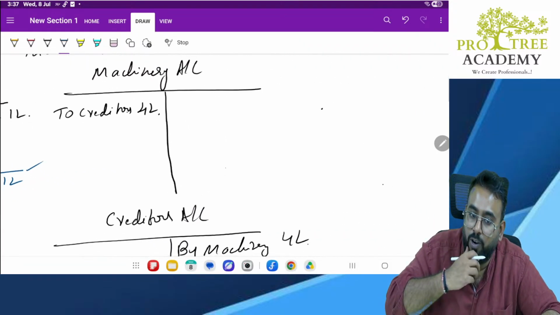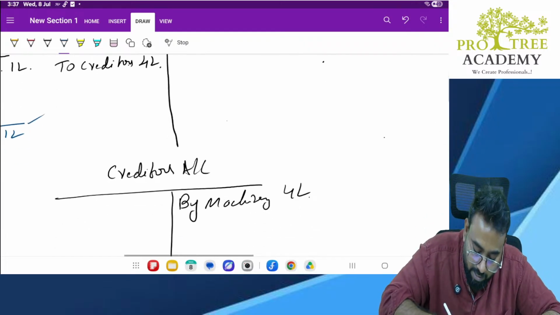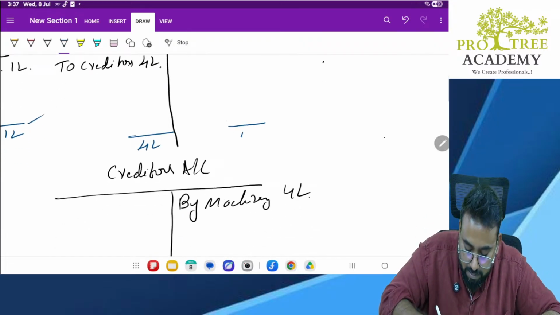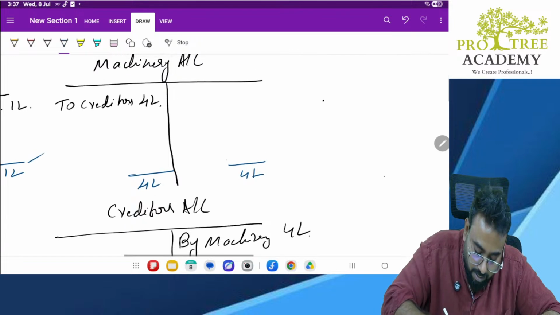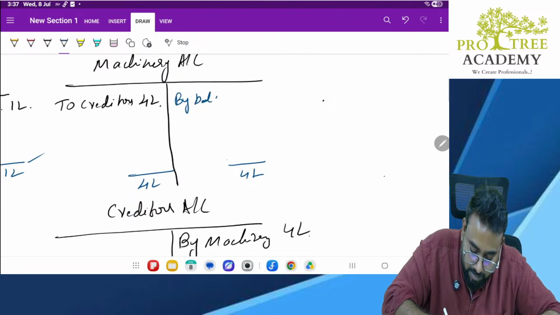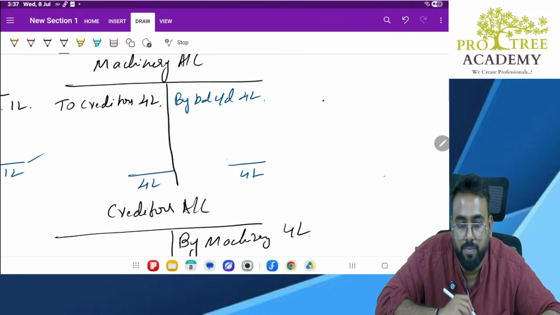Now, machinery account. What account? Asset. Will always have a debit balance. So, our ledger is correct. By balance carried down. Correct.